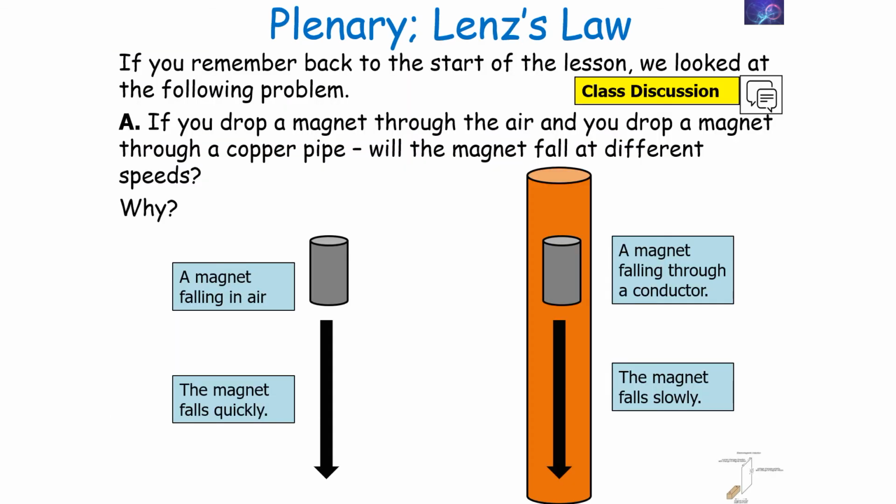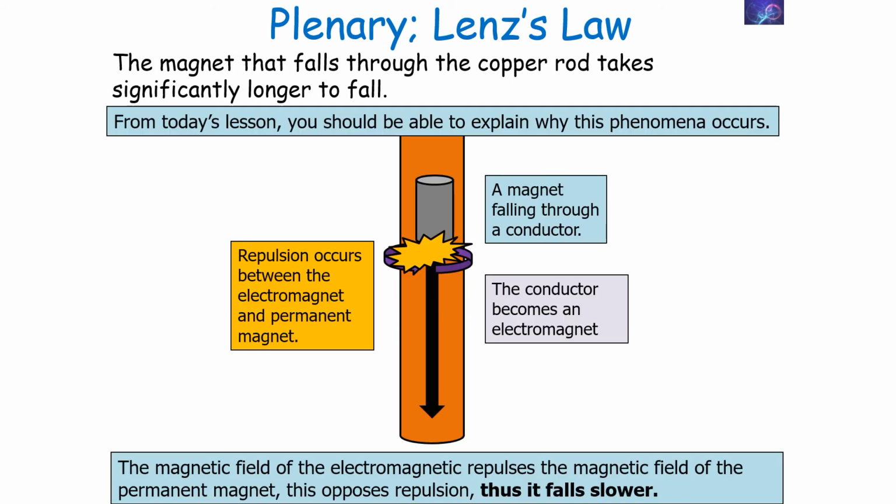Now, let's look at another idea linked to generators. If you drop a magnet through the air and you drop a magnet through a copper pipe, will the magnets fall at different speeds and why? Well, yes, they will. The magnet falling in the air will fall quite quickly, but the magnet falling through the conductor will fall quite slowly. The magnet that falls through the copper rod, the conductor, takes a significantly longer time to fall.